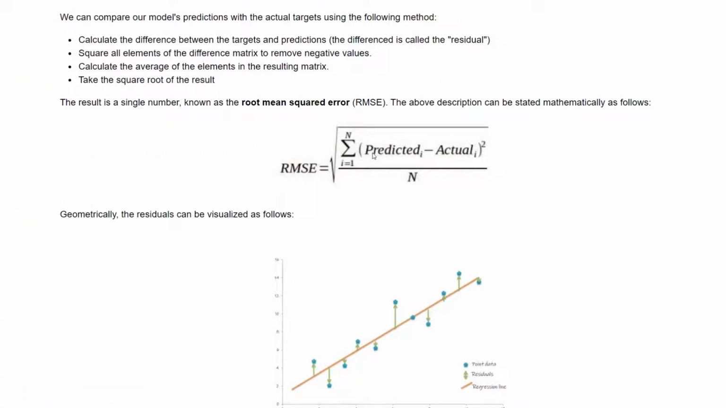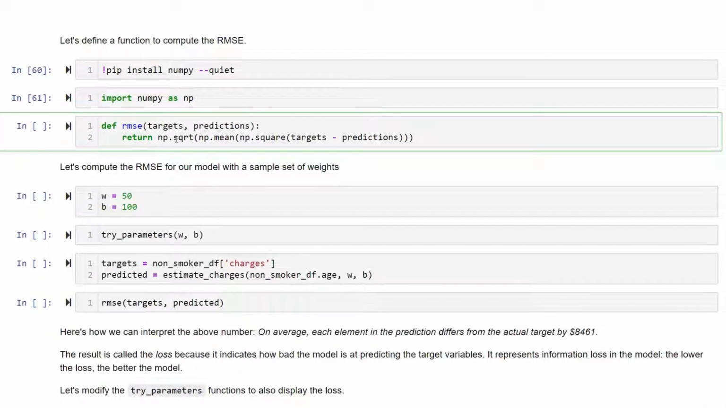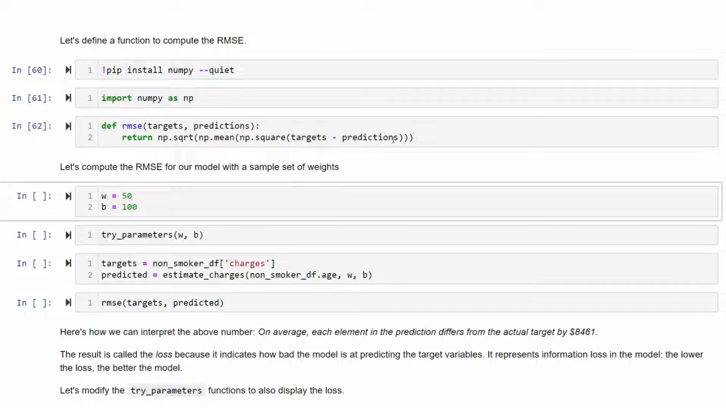The same formula: sum of predicted minus actual. Okay, np.sqrt, there is a function called square root in NumPy, of np.mean of, the sum means nothing but the mean of the square of the target minus prediction. So it will give the root mean square error. So let's compute the root mean square for our models with a sample data.